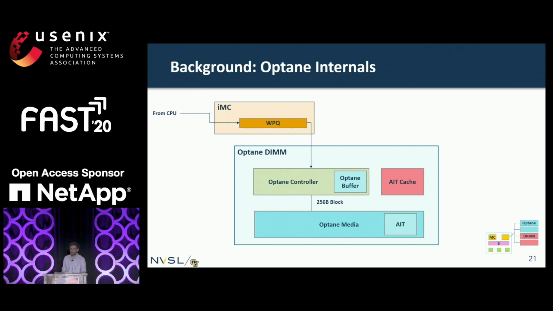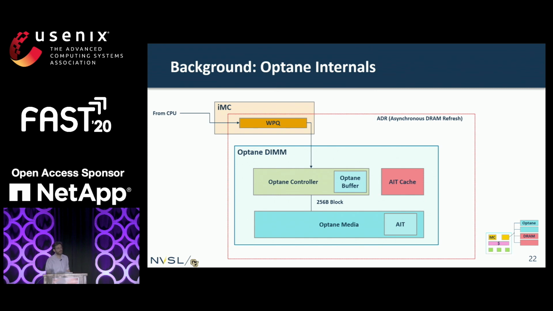Also, within the device, we have some address translation, which occurs from physical addresses to device addresses. This is the responsibility of the address indirection table, or AIT. This table resides in Optane media, but is also cached on device DRAM.